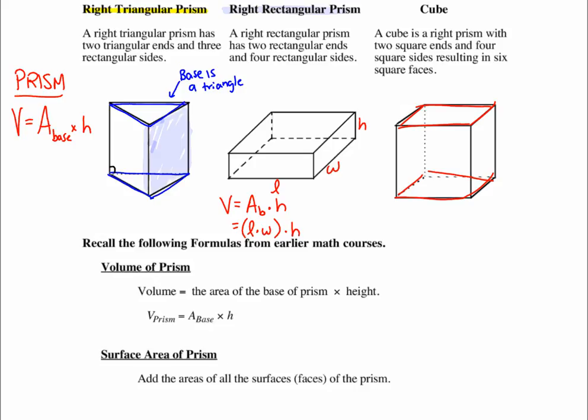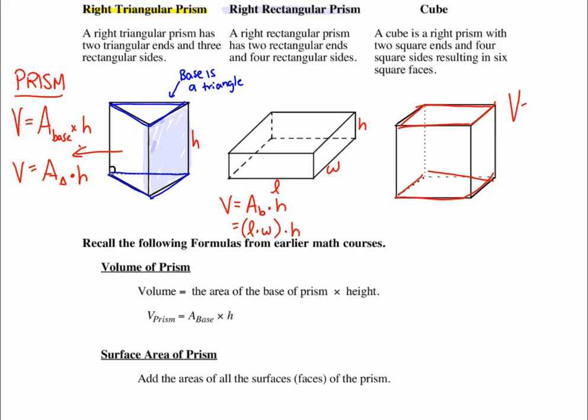A triangular prism, would you have that same formula? No. In that case, we'd need the area of the triangle. So your volume in this case is the area of the triangle, I'm just going to draw a little triangle, times the height, this height. So you need to figure out that area somehow. They have to give you some information.